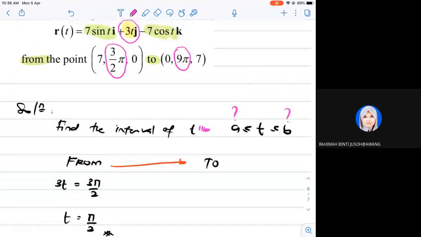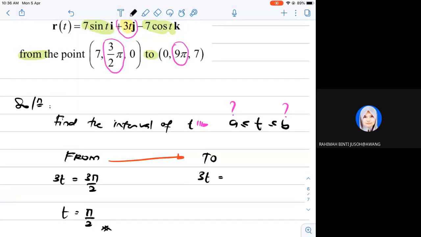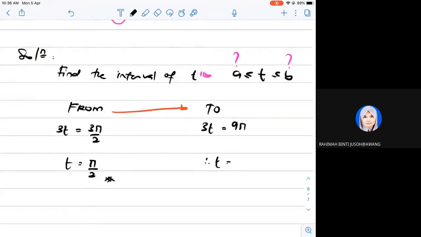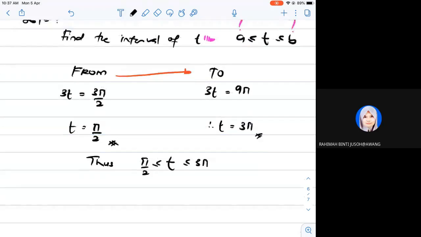So samakan juga 3t equate this with 9 pi. So from here we know that t equals to 9 bahagi 3, 3 pi lah. Like that. So thus the interval of t is from pi over 2 until 3 pi. Understand? Step ni. Faham. Okay, good, very good.